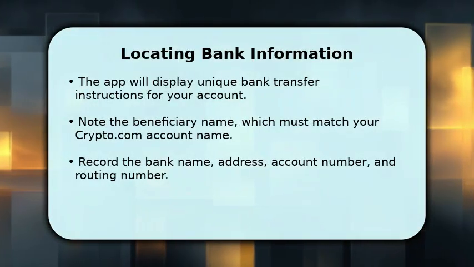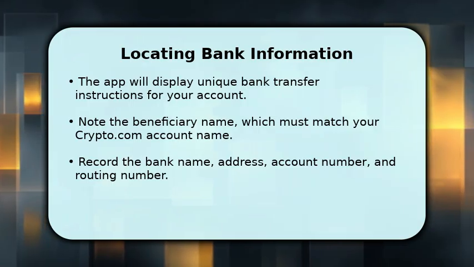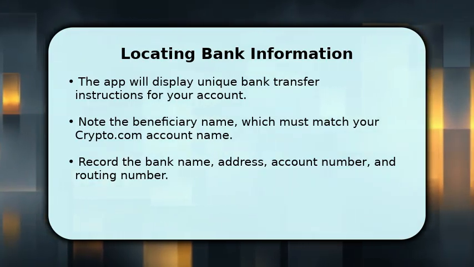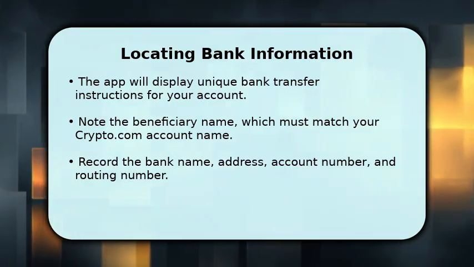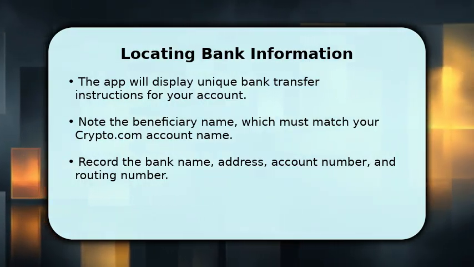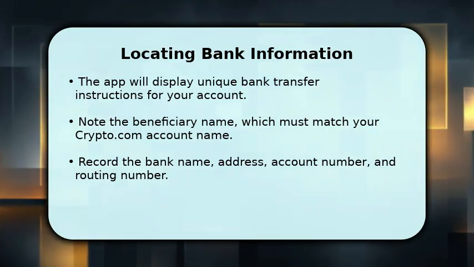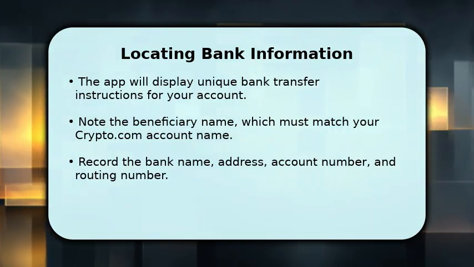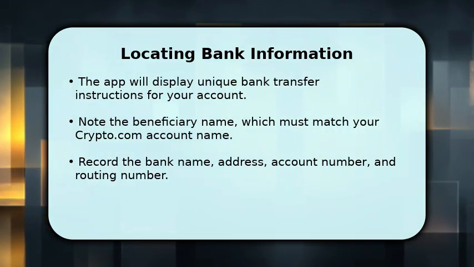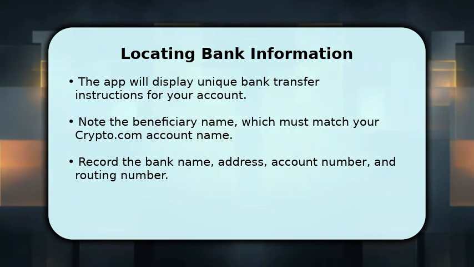Once you've selected the wire transfer option, Crypto.com will generate unique bank transfer instructions. It's crucial to note the beneficiary name, which must exactly match the legal name on your Crypto.com account. Carefully record the bank's name, its address, your specific account number, and the routing number. If you are making an international transfer, you will also need the SWIFT or BIC code, which is an 8 to 11 character identifier for the bank.